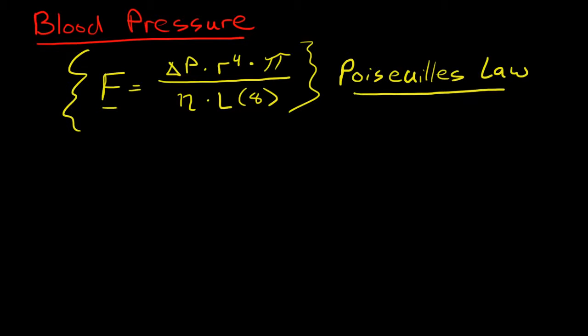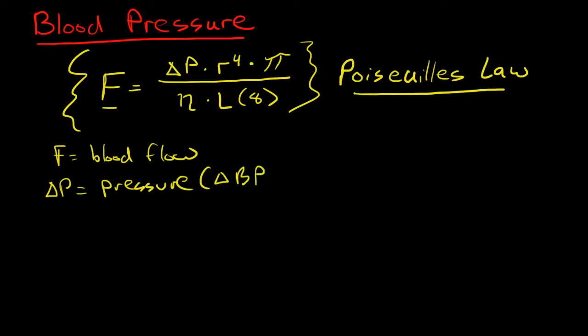Now, F stands for flow, and in this example, we're going to be talking specifically about blood flow. So F is blood flow. Now, blood flow equals the change in pressure, in this case blood pressure, times the radius of the vessel. So the R actually times the radius to the fourth power. That's very important to recognize, and we'll explain why in a minute. Radius of the vessel.